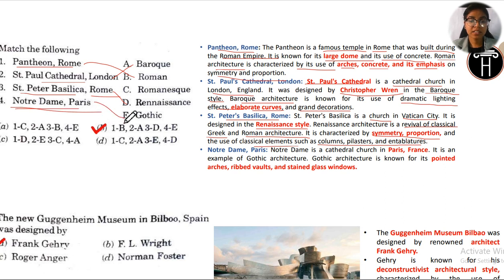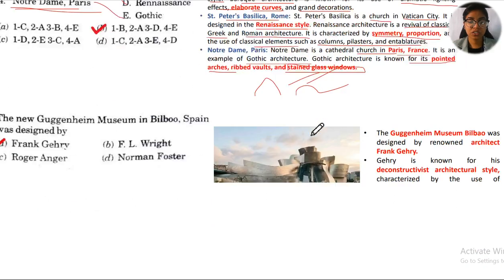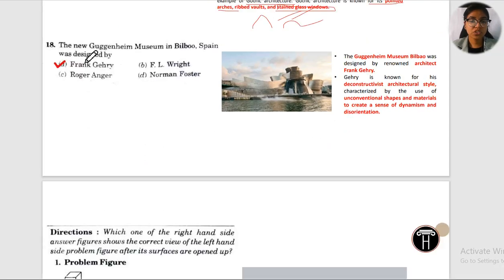So Notre Dame, Paris, is built in the Gothic style of architecture. It is a church in Paris, France, and it is an example of Gothic architecture, known for its pointed arches, ribbed vaults, and stained glass windows. You can also say the rose window. So these are some features found in Notre Dame Cathedral, which is in Paris, and it is built in the Gothic style of architecture. Moving to the next question.